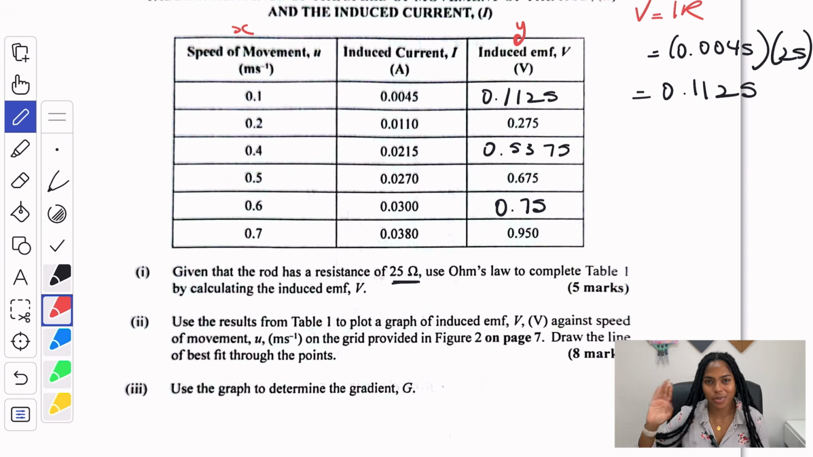Remember, I like to say we like everything with salt. Our graph has to have salt too: our scale, our labeled axes, our line of best fit, and our title. Once we have these things and we plot our graph correctly, we get all the marks. If we only plot the graph perfectly, but we don't have these things, we lose almost half of the marks.